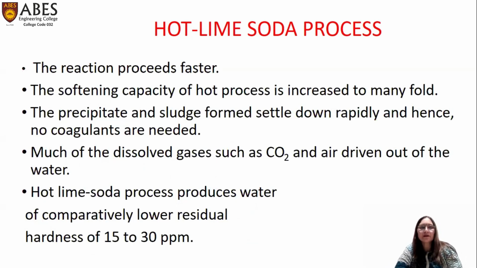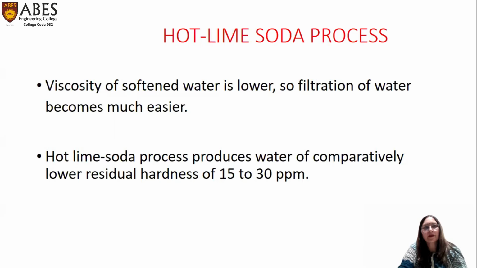Hot lime soda process, the reaction proceeds faster because this reaction is complete near the boiling point. Softening capacity of hot process is increased. Precipitate and sludge formed settle down easily and no coagulants are required. Dissolved gases like CO2 and air are driven out of the water. Hot lime soda process produces water of comparatively low residual hardness, up to 15 to 30 ppm.